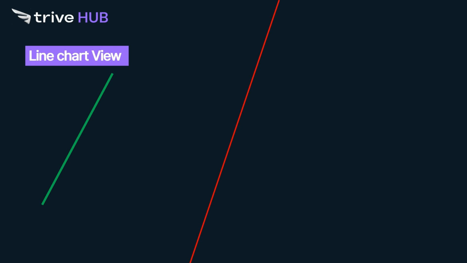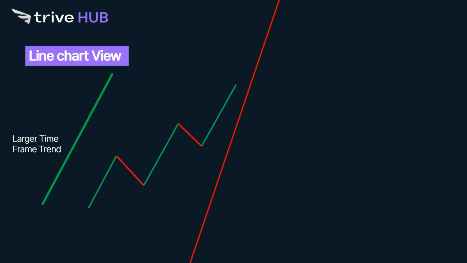So how do trends differ across time frames? Let's see it with a good illustration. First, this is the line chart view. If we are seeing an uptrend, then on the line chart you will see this line as an uptrend, okay, in the form of a line only.